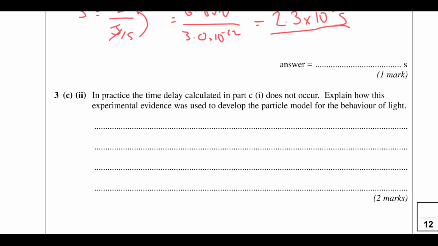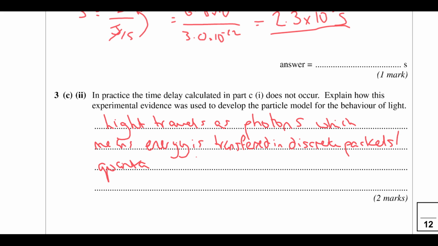Let's now try and put that into words for this question. So what this allowed us to conclude is that light travels as photons. This was the conclusion because the prediction of wave theory did not occur, but the prediction of particle theory, or the photon model of light, did occur. And what that means is that energy is transferred in discrete quanta. So light travels as photons, which means energy is transferred in discrete packets. That's what the experimental evidence told us.